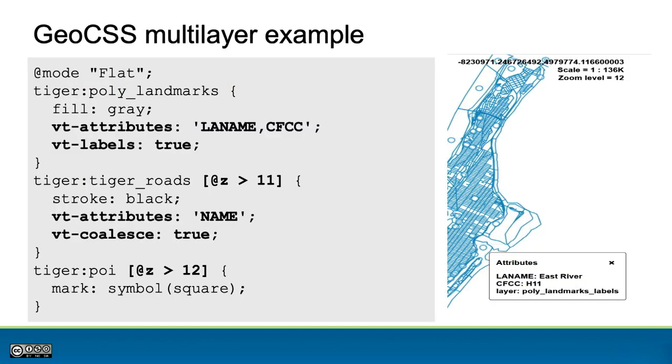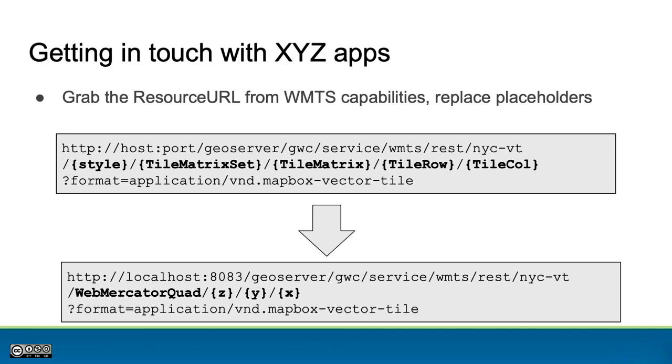Okay, and then here's a more exciting example with multiple layers. So you can see they're pulling in data from landmarks and roads and point of interest data, and all of this is going to be combined into a single vector tile that has multiple kinds of content. And that's an important capability. You can also produce this effect by turning on vector tiles for what's called a layer group in GeoServer, where you combine several layers into a single output.